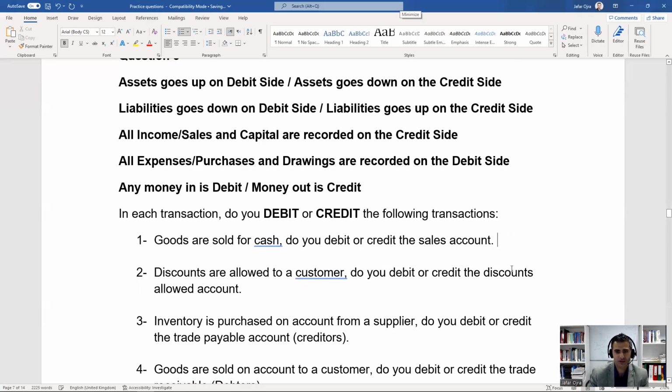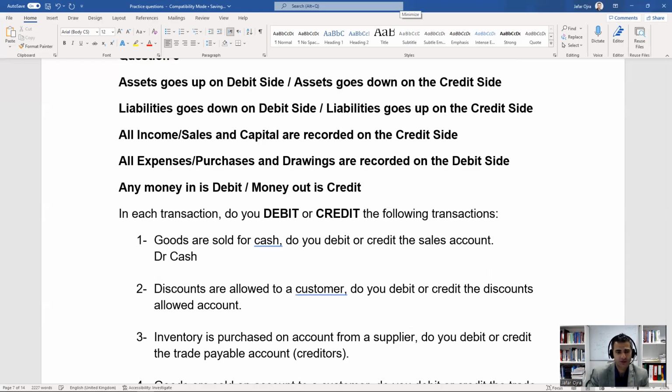Actually, let me write it down for you so you can understand everything. Debit, DR stands for debit, will be cash. So debit is up. Cash is up. Why is cash up? If cash is up, it is money in. And money in should be on the debit side, isn't it? Correct? And credit should be sales.